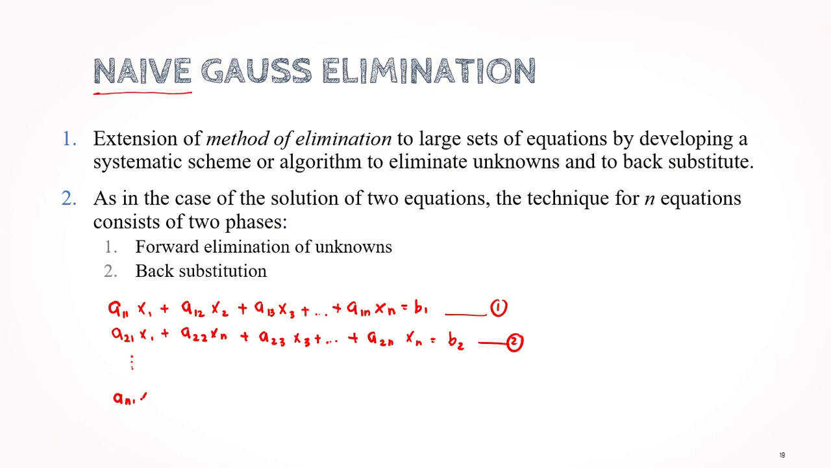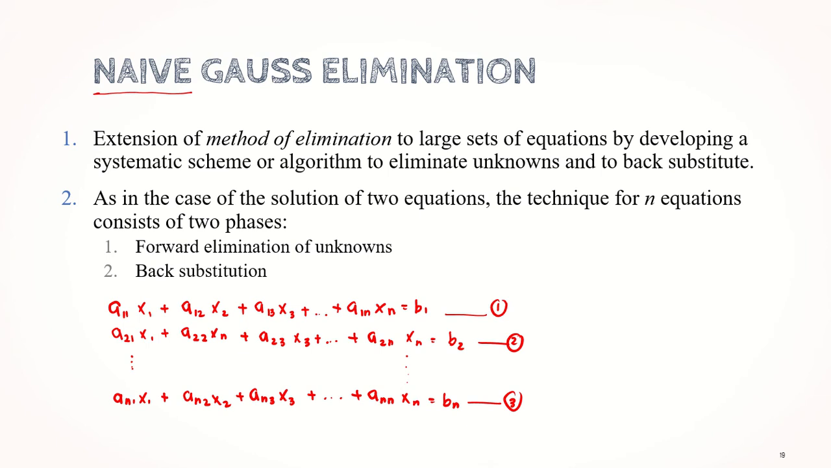And up until, for example, if we have n number of equations, we are going to have an1 x1 plus an2 x2 plus an3 x3 plus dot dot dot, and ann xn equals bn. So along the way we have several sets of equations.